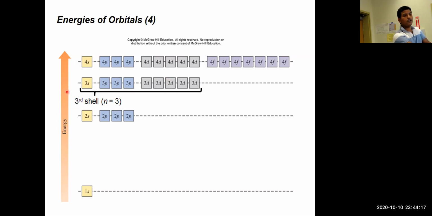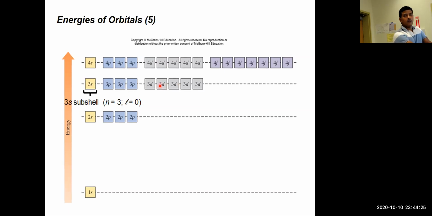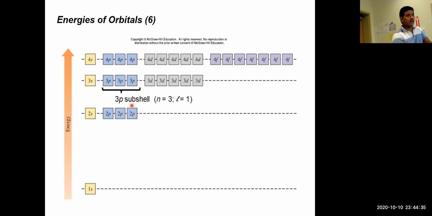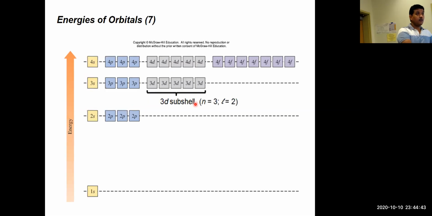Shell 3 has 3 different subshells: 3s, 3p, and 3d. Again, let me repeat, this is how you read it. Let's go into details. 3s means it has quantum numbers n equal to 3 and l equal to 0. 3p means n is equal to 3 and l is equal to 1. And 3d means n is equal to 3 and l is equal to 2. We're just not discussing the magnetic quantum number, but if you want, you can discuss that here as well.